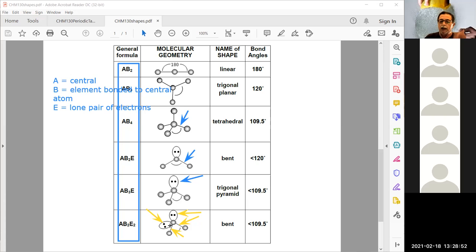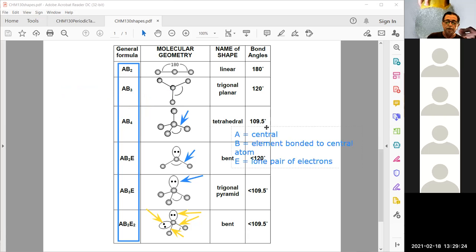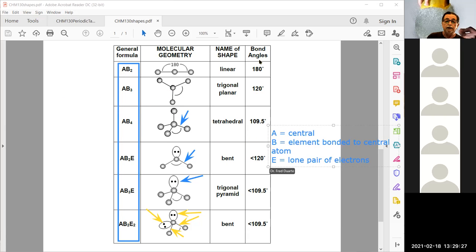A is the central atom. B represents whatever is bonded to the central atom, and E represents, only for the central atom, lone pairs of electrons. There are lone pairs on other atoms that are not the central atom that we don't care about. We only care about the central atom. Now, once we know that, we have a general formula. Let me clear this up a little bit and move this over here.